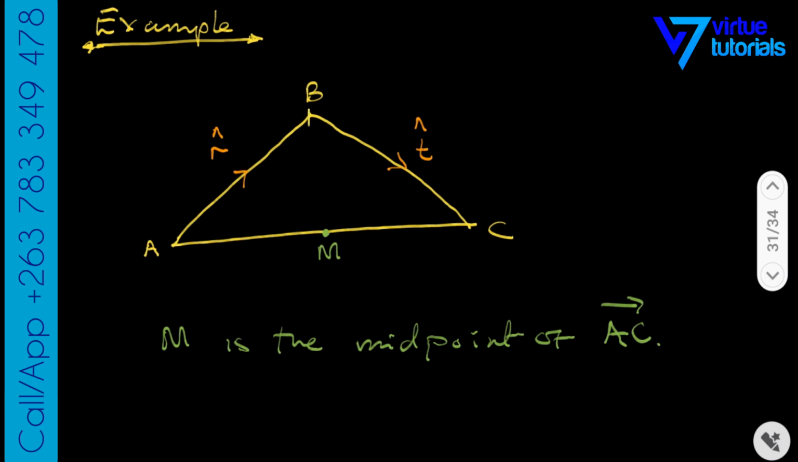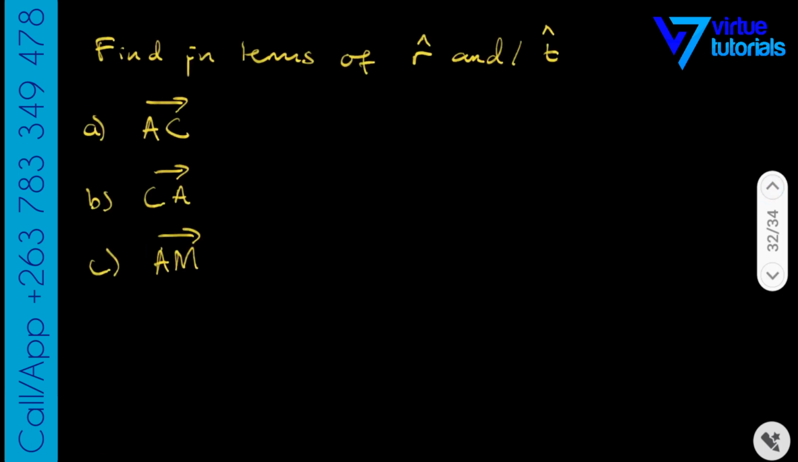The movement from B to C is represented by another vector, which is T. So again, a letter with a hat that represents another vector T. We're also told that M is the midpoint of AC. So M is just a point that's exactly halfway between A and C. Now, this is what they want us to do. They want us to find, in terms of R and or T, AC.